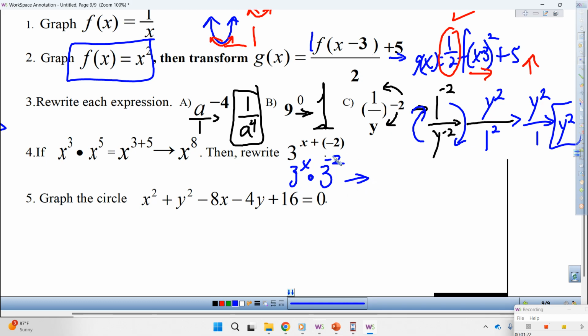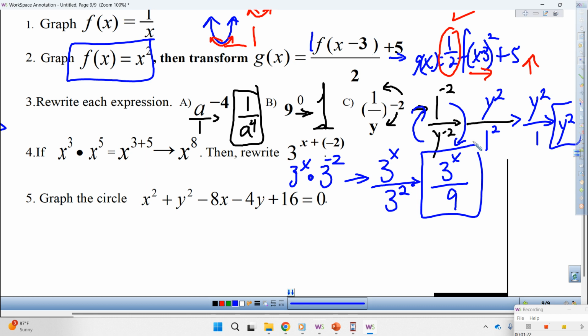However, can we have a negative exponent? No, Mr. Q. So it's 3 to the x over, where do I send this 3 to? To the denominator, and change the exponent to a positive square. Therefore, this is 3 to the x over 9. We went over that in semester 1. I'm bringing it back because we're going to need it.